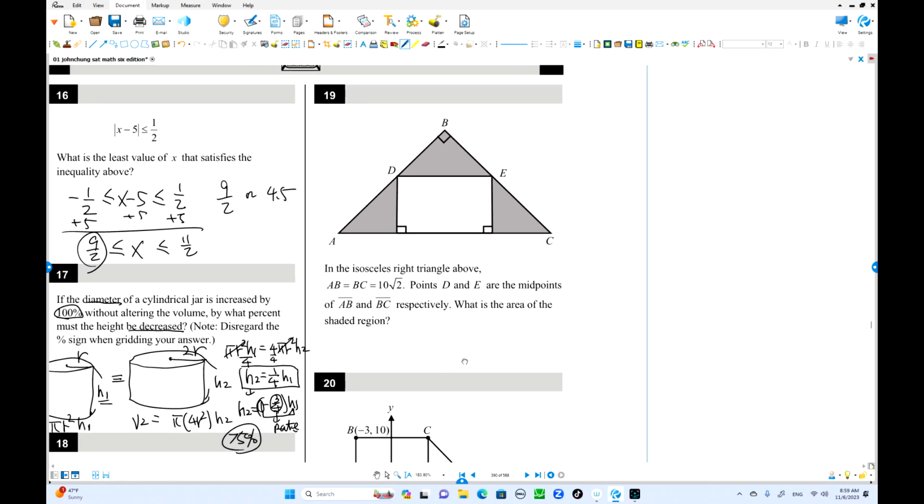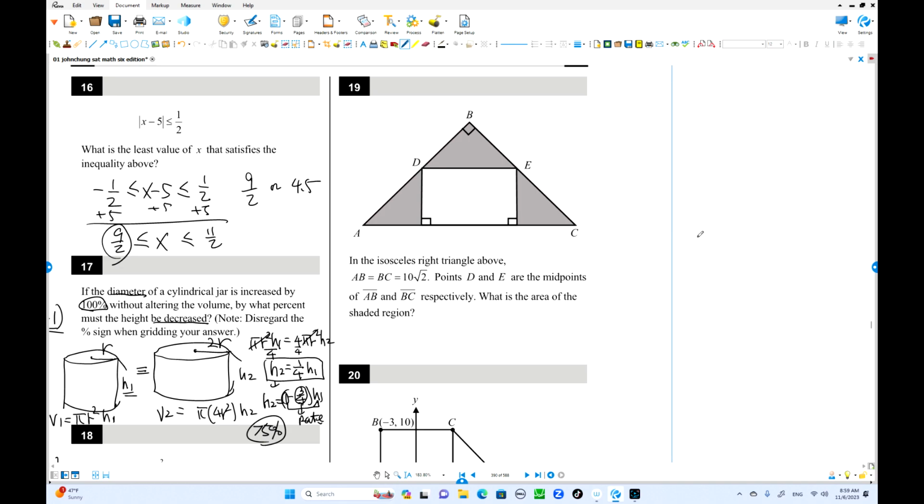Here is number 19. ABC is what? 10 root 2. This is 10 root 2, this is 10 root 2. This is what? 10 root 2 times root 2 is what? 20. The length of AC is 20, right?